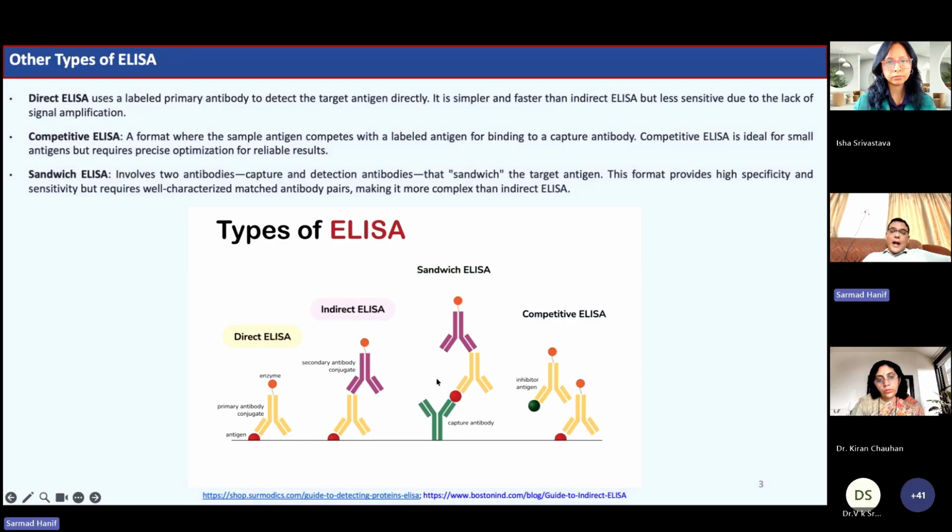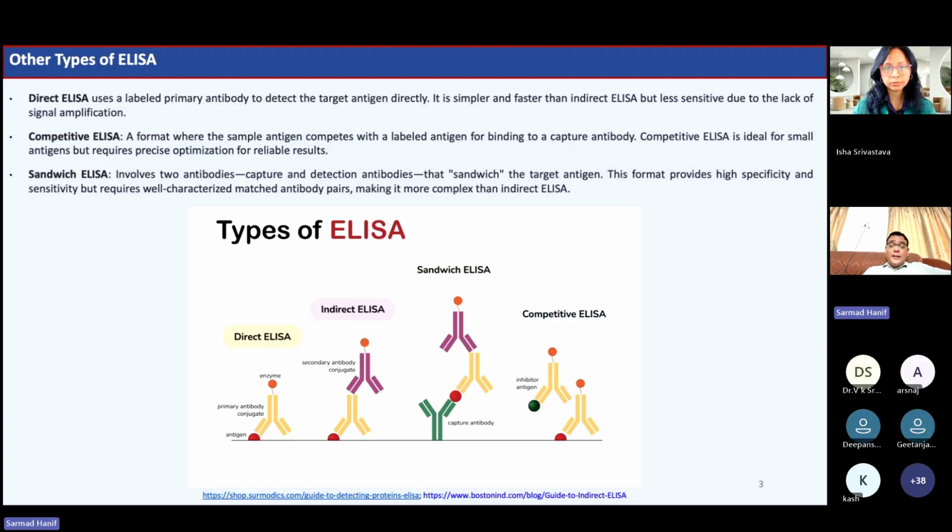Then you have the sandwich ELISA, where you have two antibodies, that is the capture and the detection antibody. And remember, the antibodies are basically proteins. So you coat the well with the capture antibody, then you have the antigen, and then you put the other antibodies, and then you have the secondary antibodies. This is sandwich ELISA. Competitive ELISA is that you have the competition between two things.